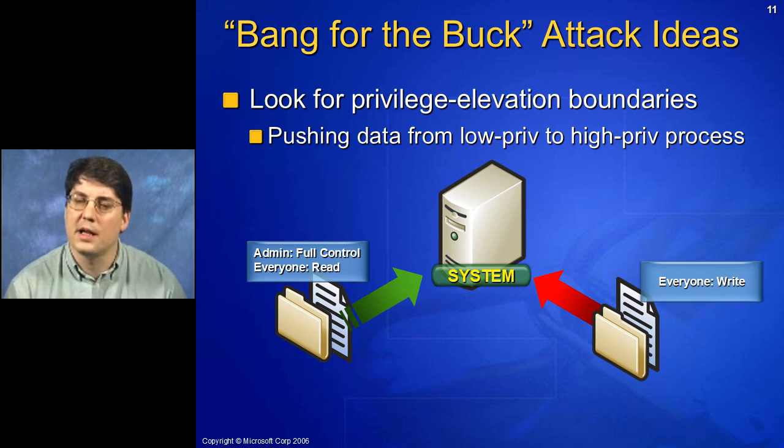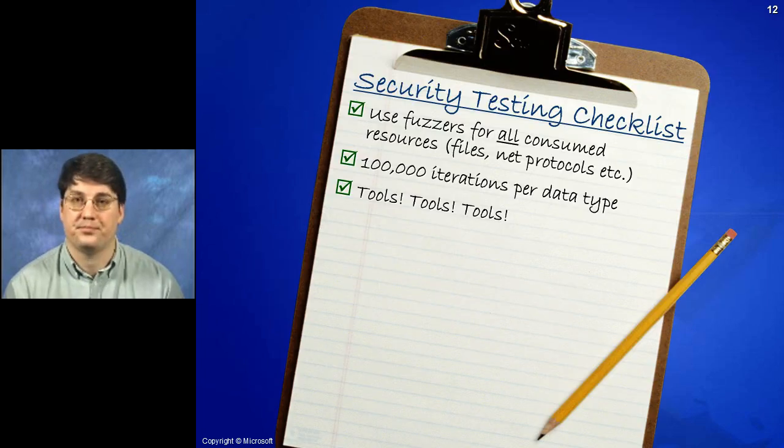Logging systems, for example, permit a lot of people to be able to write to the logs, but only administrators or privileged processes to be able to read from the logs. Data entry systems, accounting systems, antivirus systems or other system scanning utilities frequently run at elevated privilege and consume data that everybody can write to. So fuzz all of those interfaces locally and remotely wherever they exist.